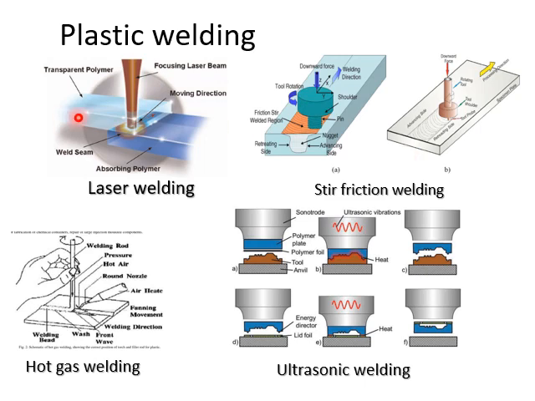Here is the example of plastic welding. The first one over here is using a laser to fuse two polymers. One is transparent, another one is absorbing polymers. So you have the weld seam caused by the laser welding. And then here is friction stir welding, which is similar to metal friction stir welding. And then here is hot gas welding. And lastly but not least is ultrasonic welding.